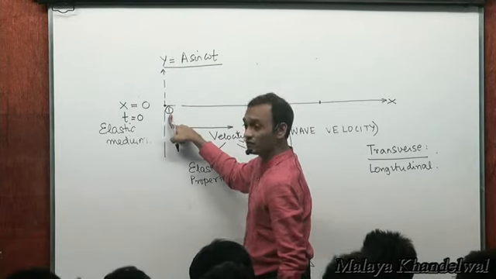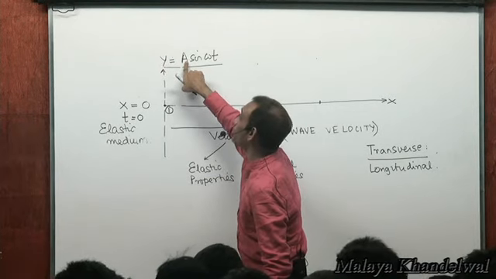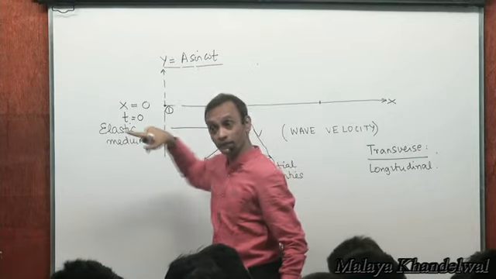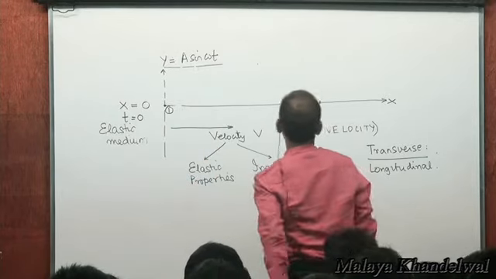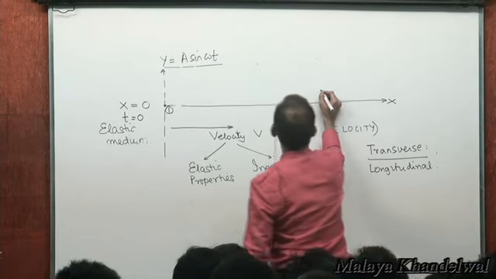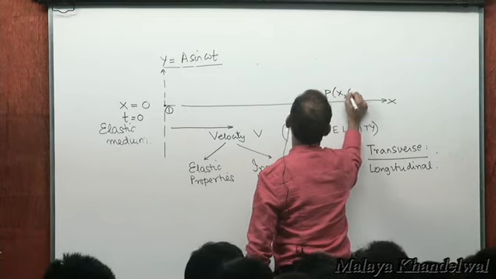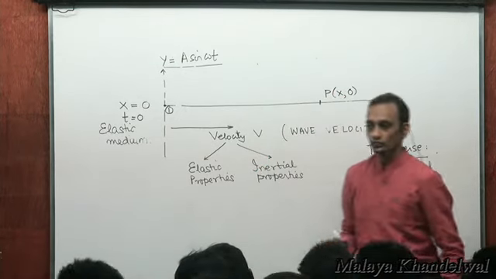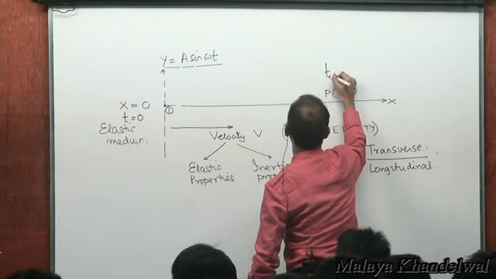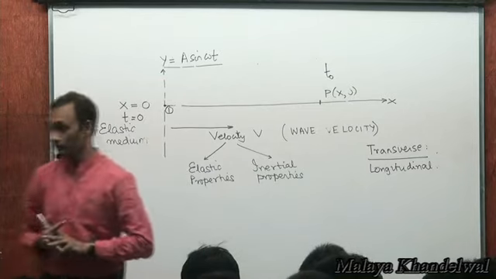Particle 1, that means the particle at x equal to 0, executes simple harmonic motion given by y equal to a sin omega t, right? Now, the disturbance reaches this particle P. Let's say there is a particle P whose coordinates are (x, 0). Say it took t naught seconds for the disturbance to reach P.